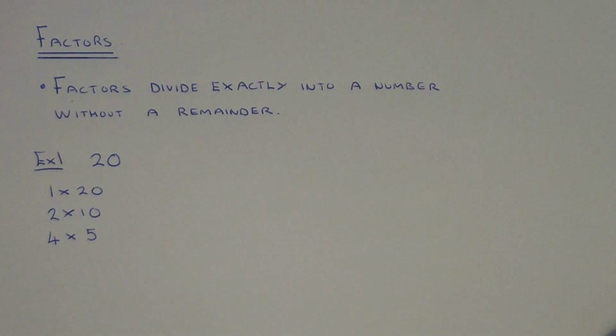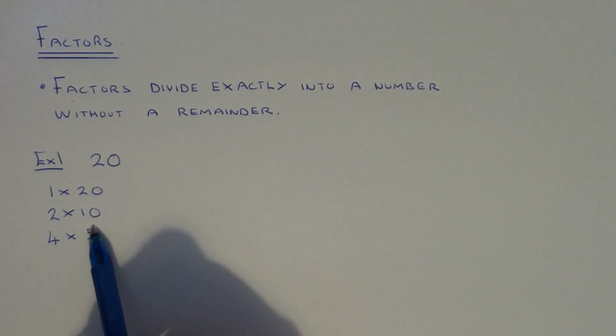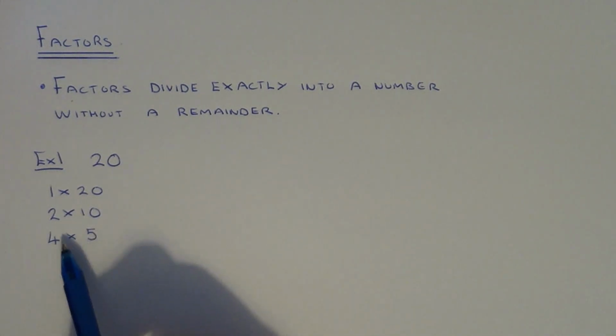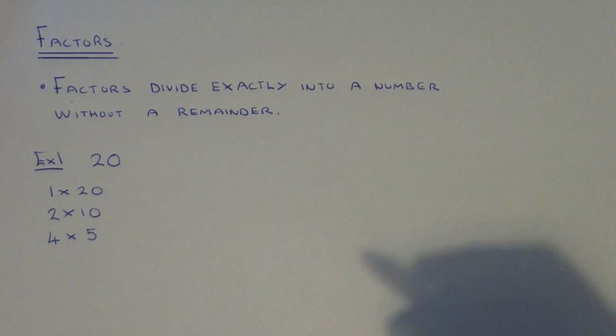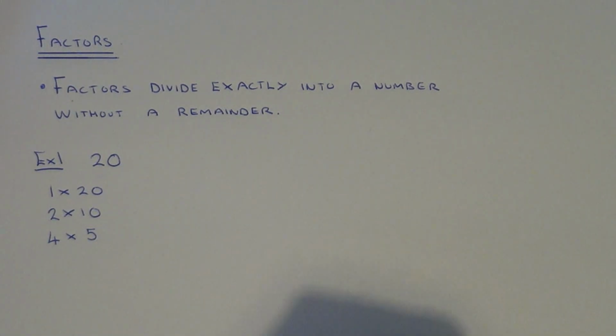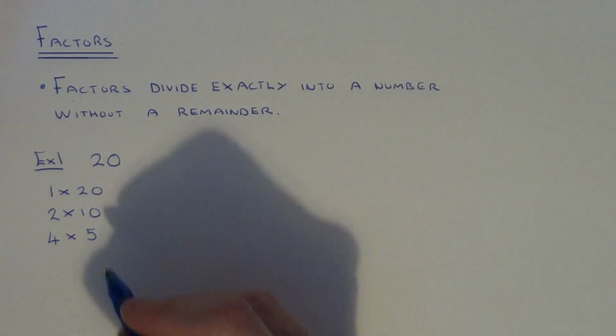So our next times table is our 5's. So that goes 5, 10, 15, 20. So again, we've got 5 times 4. But you may notice we've already got that one already. So once you've reached a times table which you already got, there won't be any more factors after that, so there's no need to go through any more times tables.